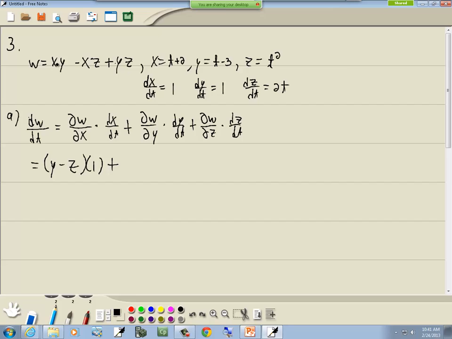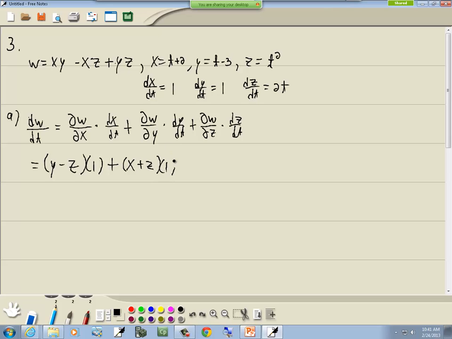Plus partial of w with respect to y. Well, in xy, we treat x as a constant. The derivative of y is 1, so we get 1 times x, or x. The xz doesn't have a y in it, so it drops away completely. z is a constant here, and the derivative of y is 1, so that becomes a plus z.